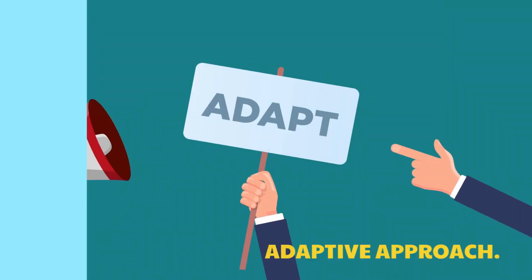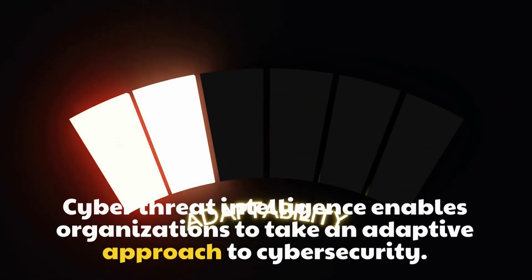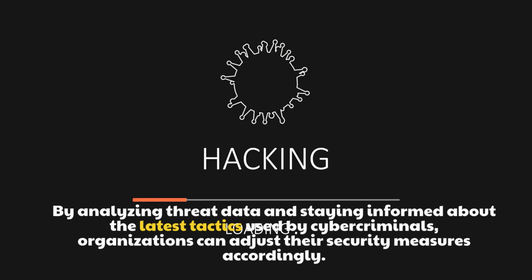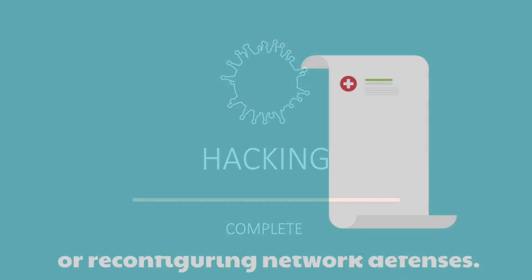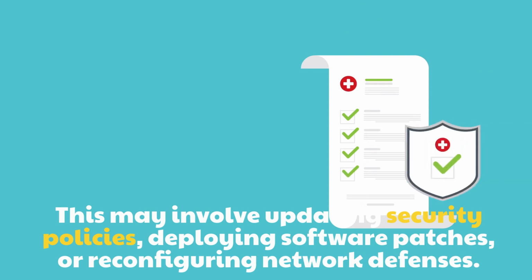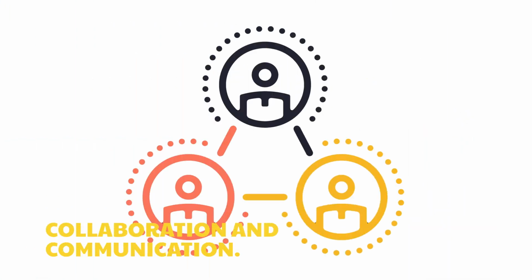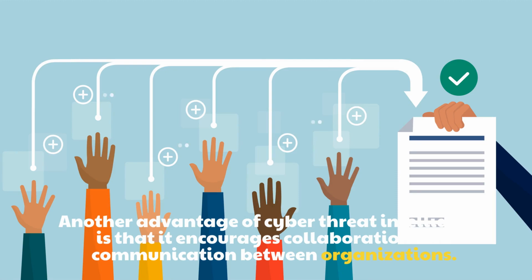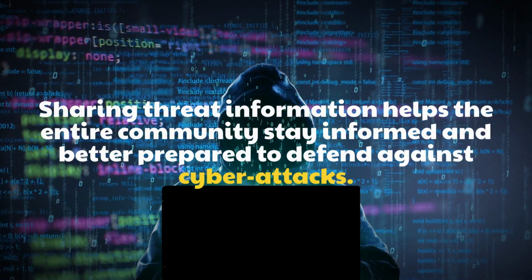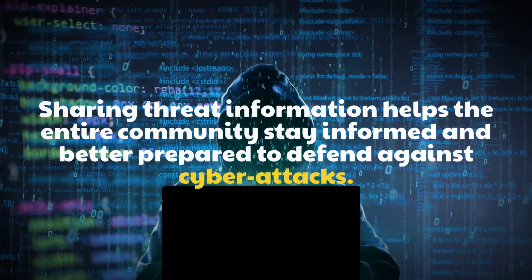Adaptive approach. Cyber threat intelligence enables organizations to take an adaptive approach to cybersecurity. By analyzing threat data and staying informed about the latest tactics used by cybercriminals, organizations can adjust their security measures accordingly. This may involve updating security policies, deploying software patches, or reconfiguring network defenses. Collaboration and communication. Another advantage of cyber threat intelligence is that it encourages collaboration and communication between organizations. Sharing threat information helps the entire community stay informed and better prepared to defend against cyber attacks.